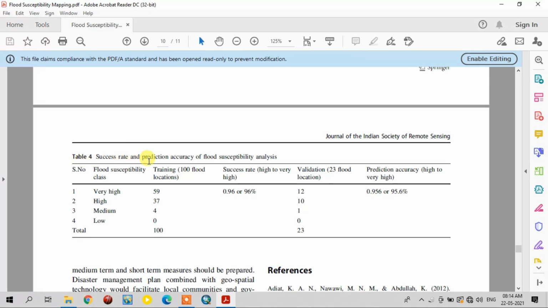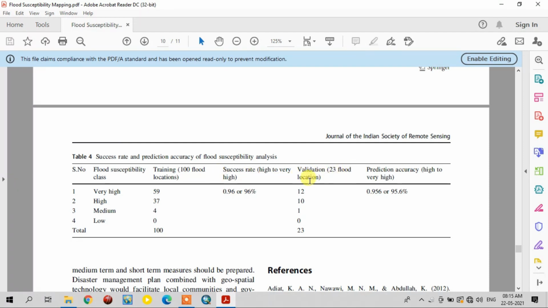Here, this table indicates the validation analysis. See, this is the flood susceptibility classes, and this one is the flood locations we have used for identifying the flood events. Very high has 59 flood locations, high has 37 flood locations, and medium has 4 locations. Most of the flood locations fall within very high zones. So we get 0.96, that is 96 percent success rate from the 100 flood locations we have used for analysis.